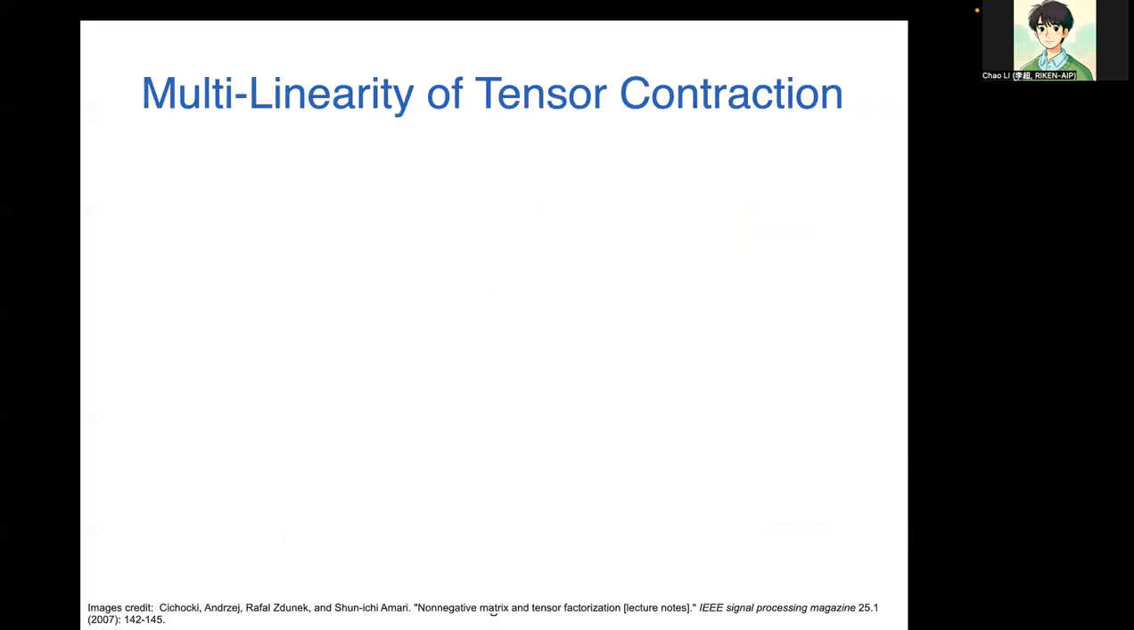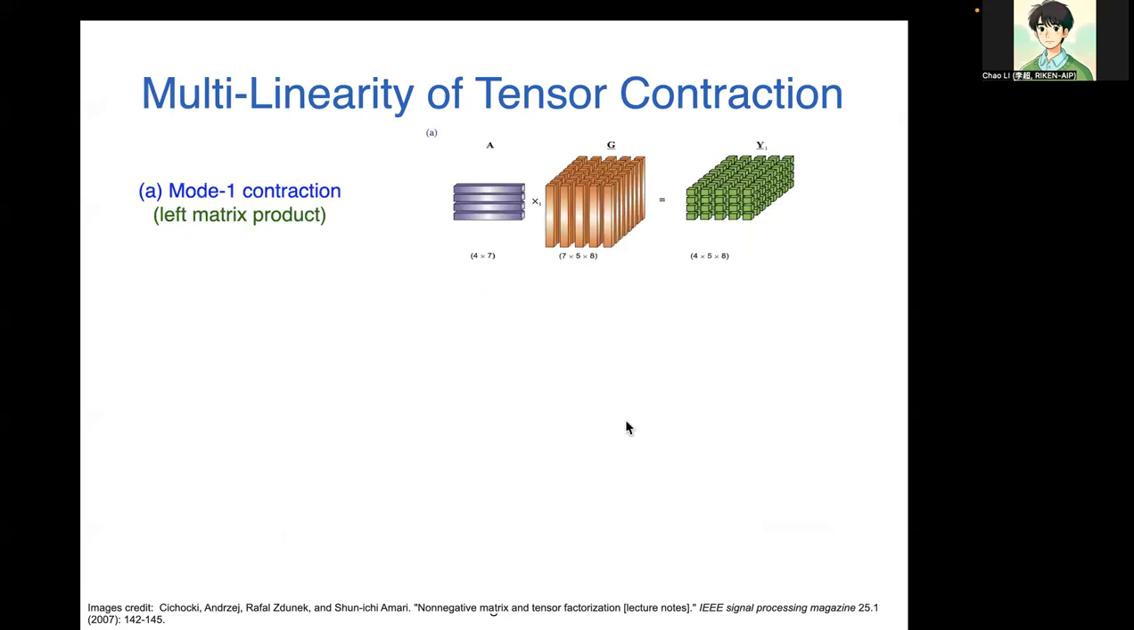Tensor contraction works like a matrix multiplication, but it's not limited to just the 2 modes. You can contract over any shared tensor modes you choose, which makes it much more flexible than the conventional matrix multiplication. Here's an example of what I mean. In A, we are doing a mode 1 contraction. You can think of it like a left matrix product. We are multiplying along the first mode of the tensor, and the result keeps the other 2 modes untouched.